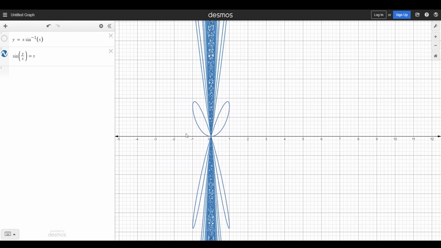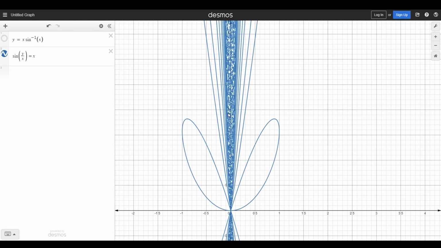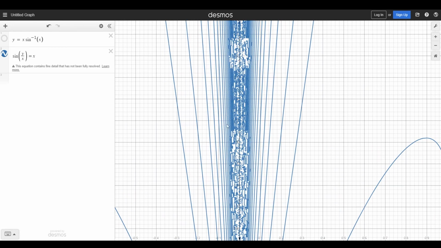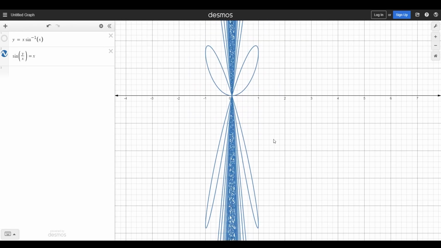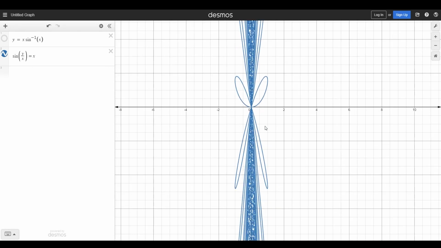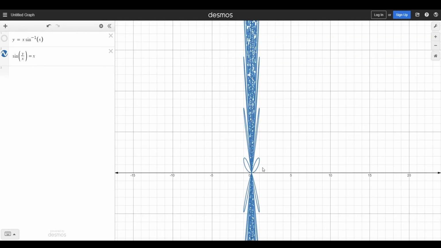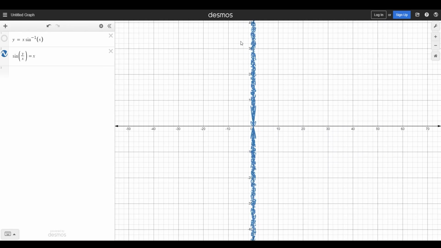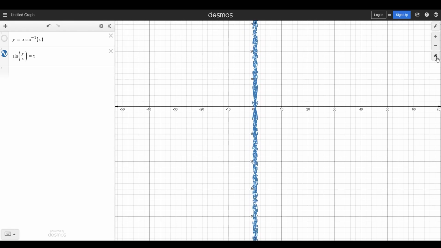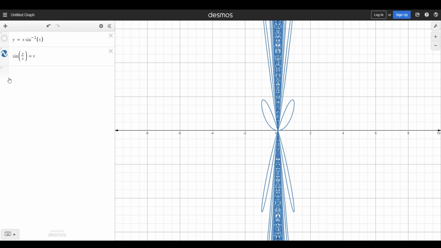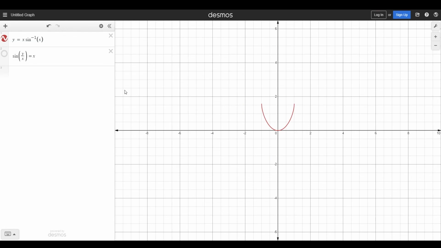Desmos unfortunately doesn't have the graphical capabilities to go on forever, and as you can see, after zooming in a little bit, it says this equation contains fine detail that has not been fully resolved. That's fine, Desmos, you've done an excellent job so far. What is quite nice to note is that it almost looks like a pair of scissors. These orbits will continue forever as we go up and up, or down and down. And there we are. That is our dynamical system of sine of y over x equals x, and our actual solution of y equals x sine inverse of x.